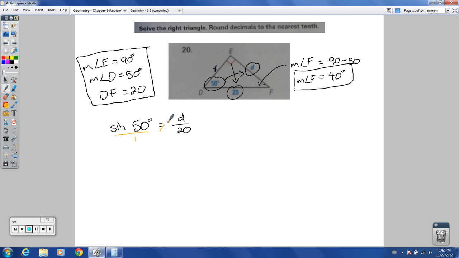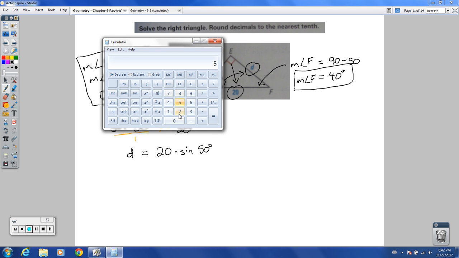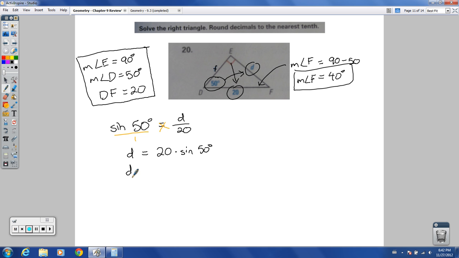We can think of that as a fraction and cross multiply. And we're just going to get D by itself on one side equals 20 times the sine of 50. From there, calculator comes out, take the sine of 50, multiply it by 20, and we get about 15.3. So approximately 15.3. No units given, so I'll leave those out.